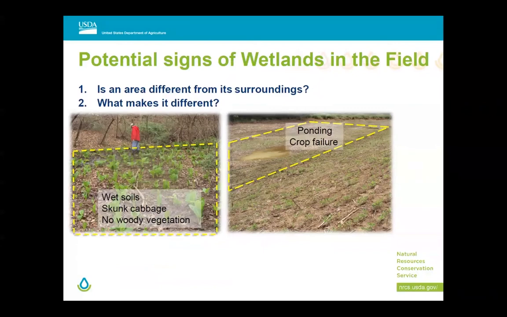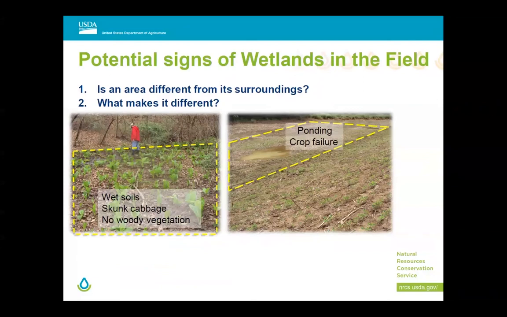So, potential signs of wetlands in the field. You need to go out in the field and look at the land, and you need to have your eyes open and not rush. You need to take time and really look around. Ideally, you can go to a site more than once and at different times of the year so that you can do the best conservation planning that you can. So, things to think about.